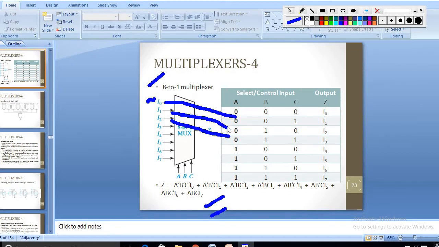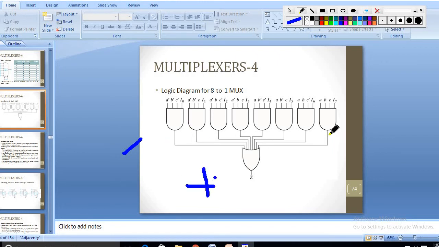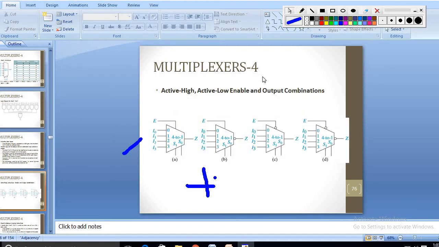Next concept. How to write the logic diagram for the 8:1 multiplexer? We know the logical expression, A dash B dash C dash I naught, so we need a 4-input AND gate. Since there is a plus sign between all the combinations, we have to add one OR gate, so it will give the output of that particular expression. Is it clear? Next.